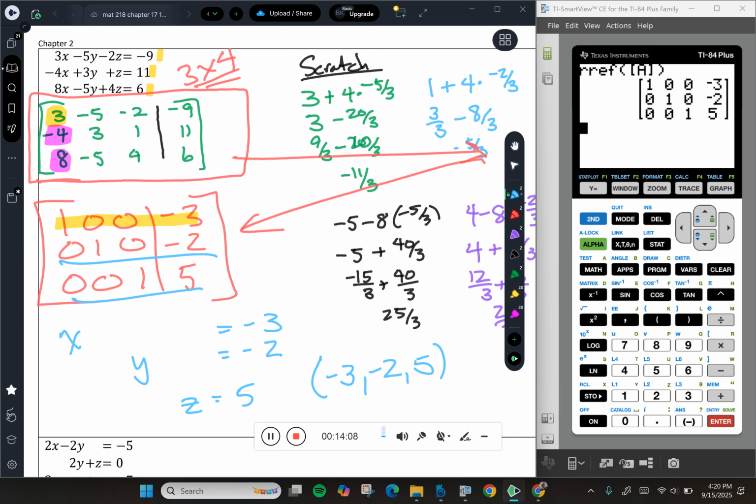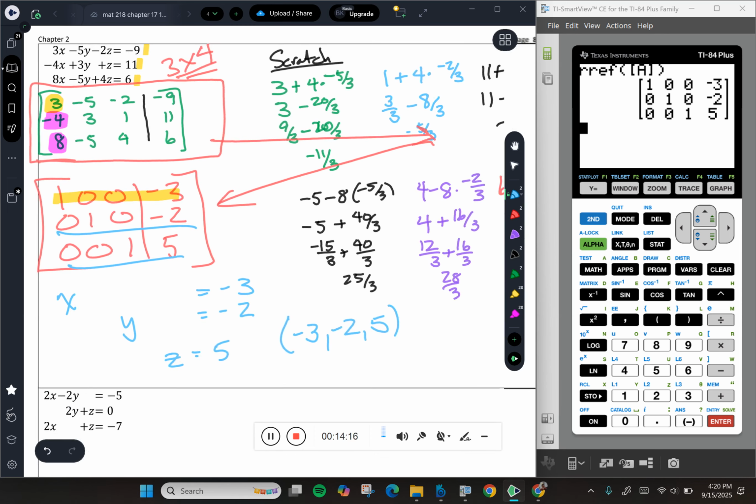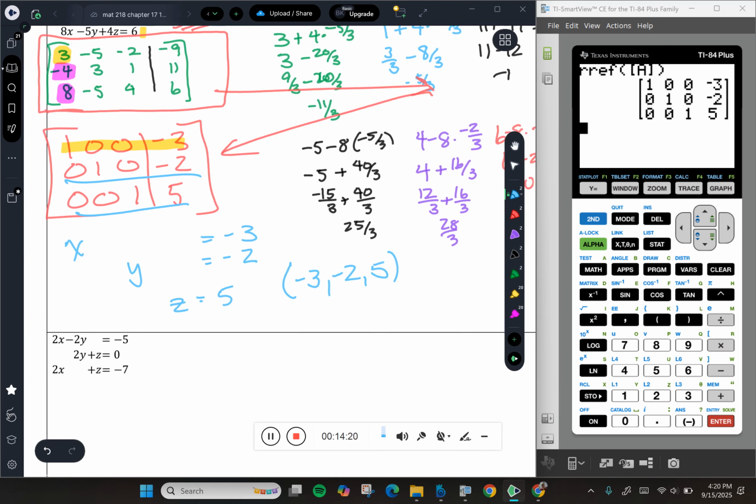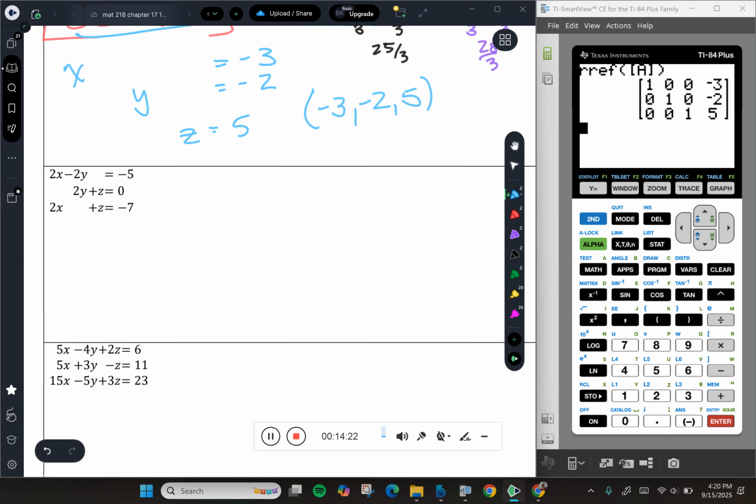You can also do this on Desmos. There's a matrix calculator within Desmos that does everything you can do here. If you want information about that, reach out and I can show it to you. All right, let's try another one. Let's try this one.